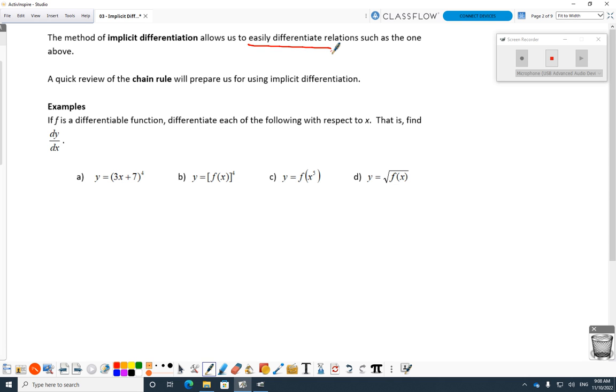And I'm going to propose a new way of thinking about the derivative, which is we're taking the derivative of both sides. Like all the operations we've done before, it was always like, do this to both sides, like add 6 to both sides, square root both sides. And here it's going to be take the derivative of both sides. So I'm going to think of it this way. I'm going to go d by dx of y equals d by dx of (3x plus 7) to the fourth.